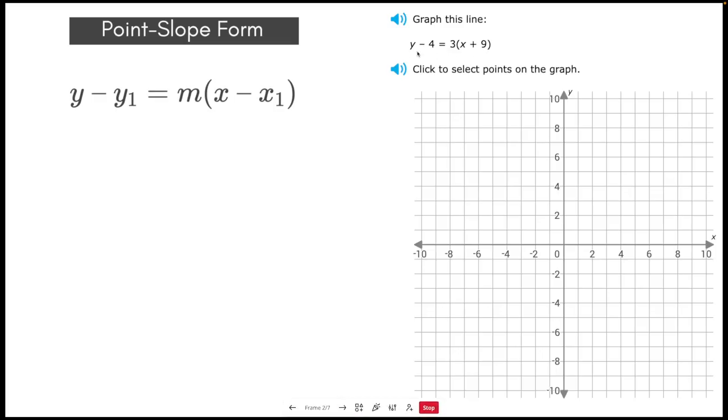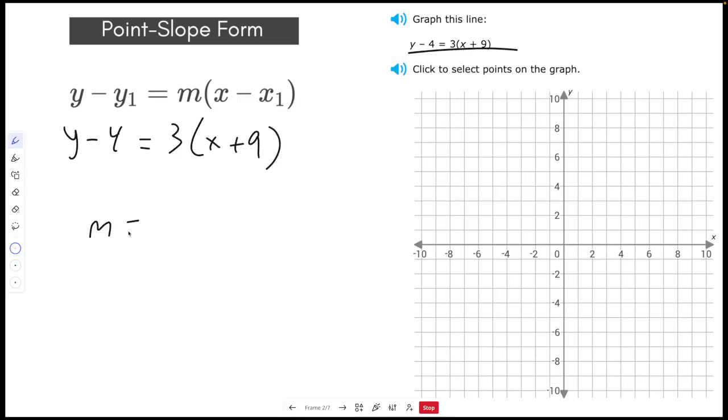So we have our problem here. It says graph. We should already be familiar with point slope form, so we should be able to say the slope is 3. Remember, we can think of it as 3 over 1, because you want to think of it as rise over run. And our coordinate is -9, 4. If we were to graph, -9, 4 is here. And then again, rise over run. So we go up 3, 1, 2, 3, and over 1. Here's our second dot. We connect them, and done.